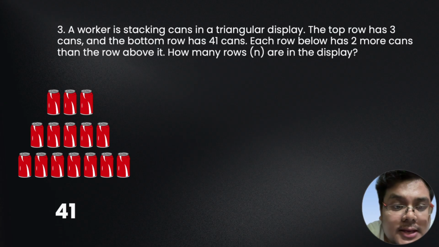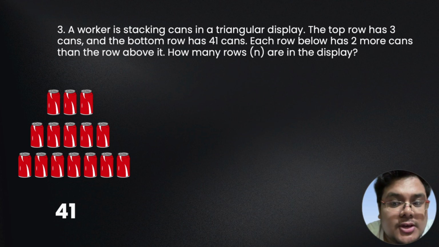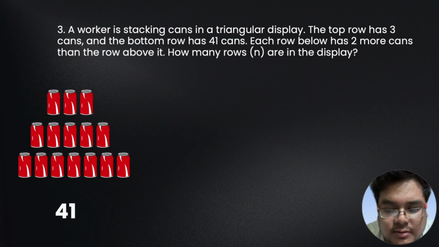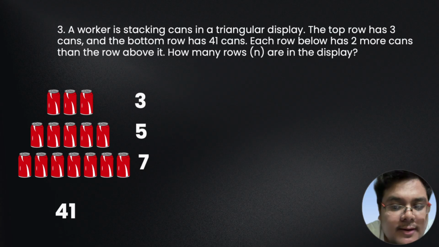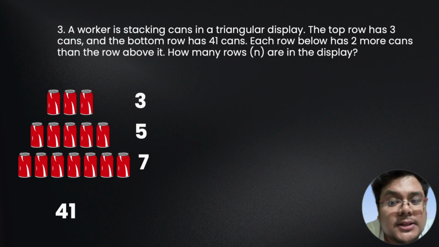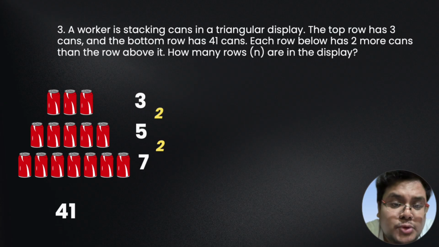But in case you're having difficulty understanding the problem and finding the common difference or other variables you need in the problem, then it is always a good measure to build your sequence, the first few terms of the sequence. In this case, that's 3, 5, 7. And even if you missed the 2 more cans than the row above it, or even if you didn't realize that that's the common difference, if we look closely at your sequence, the difference between 5 and 3 is 2. 7 and 5 is 2. So you'd know that your common difference is 2. I think we can go on.